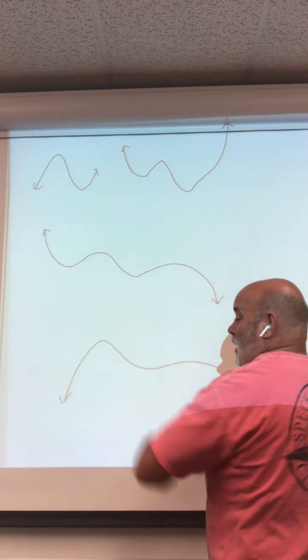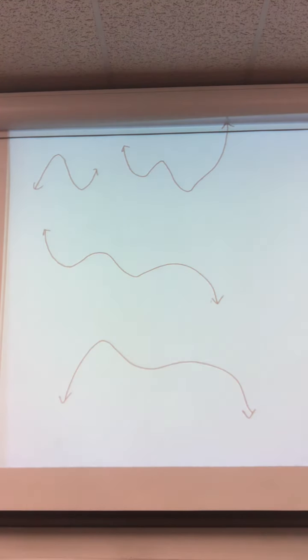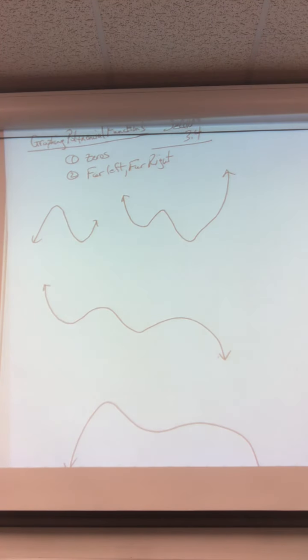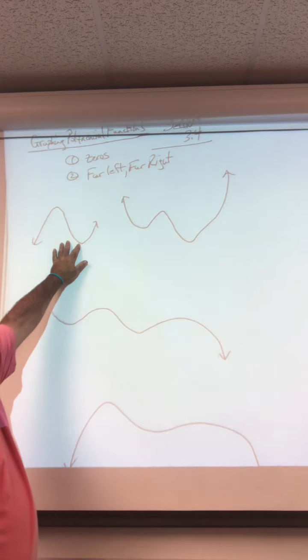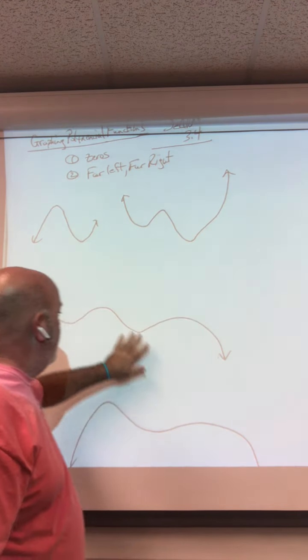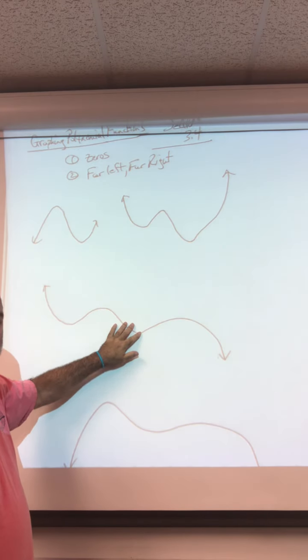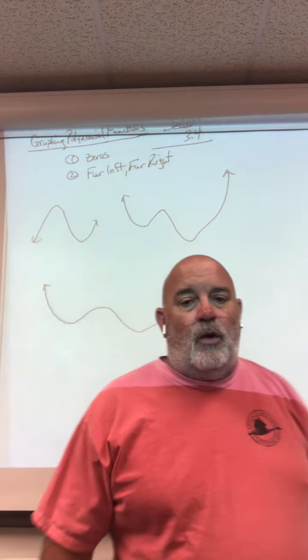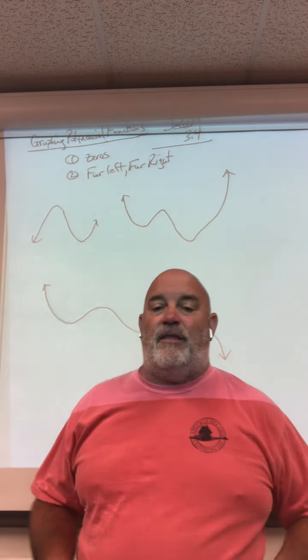So this problem, this one right here is an odd degree polynomial. This one right here is an even degree polynomial. This one right here is an odd degree polynomial. This one right here is an even degree polynomial. Now, what determines which way they go?